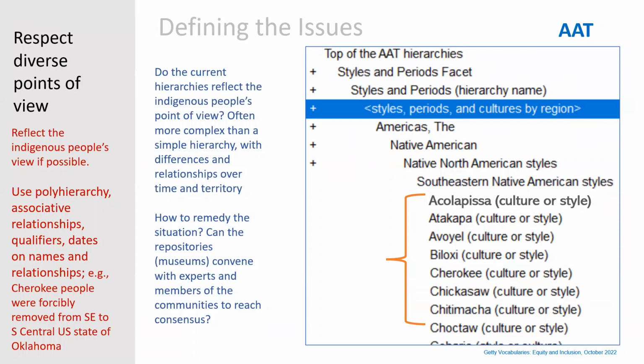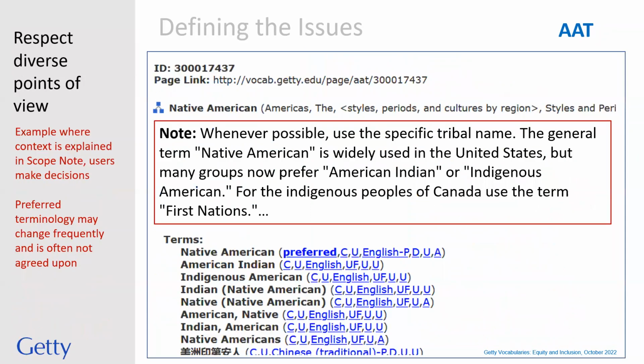We know that these terms for the Native American cultures are out of date in the AAT, and we hope to remedy that over time, and hoping that the contributor community can help us with that. Maybe repositories such as museums could convene with experts and members of the community to reach consensus and contribute this knowledge to the vocabularies.